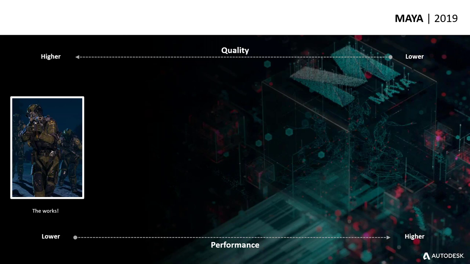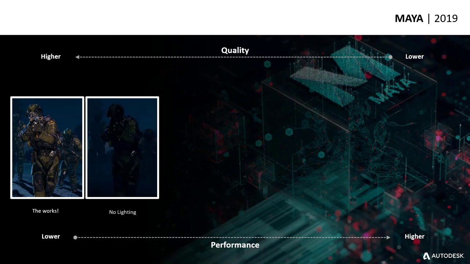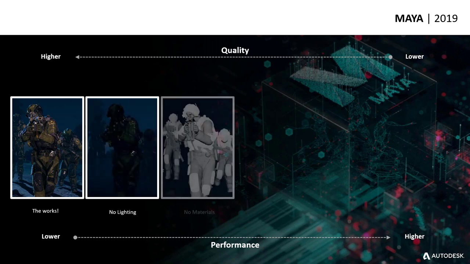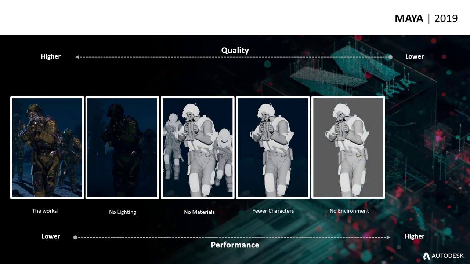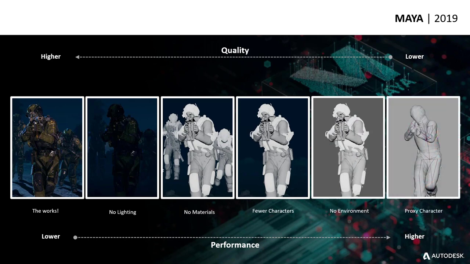But because of performance bottlenecks, historically people have had to make choices. Do you remove the lighting, make it a little bit faster? Do you remove the materials, which will make it faster? Do you reduce the number of characters that you're working with? Obviously that will make it faster. Or maybe you just remove your environments altogether to streamline the scene. And then ultimately what people will resort to is proxy characters. They will simplify the characters as much as possible with cut up pieces of static geometry and removing any detailed parts of the meshes so that they can get the fastest playback possible.